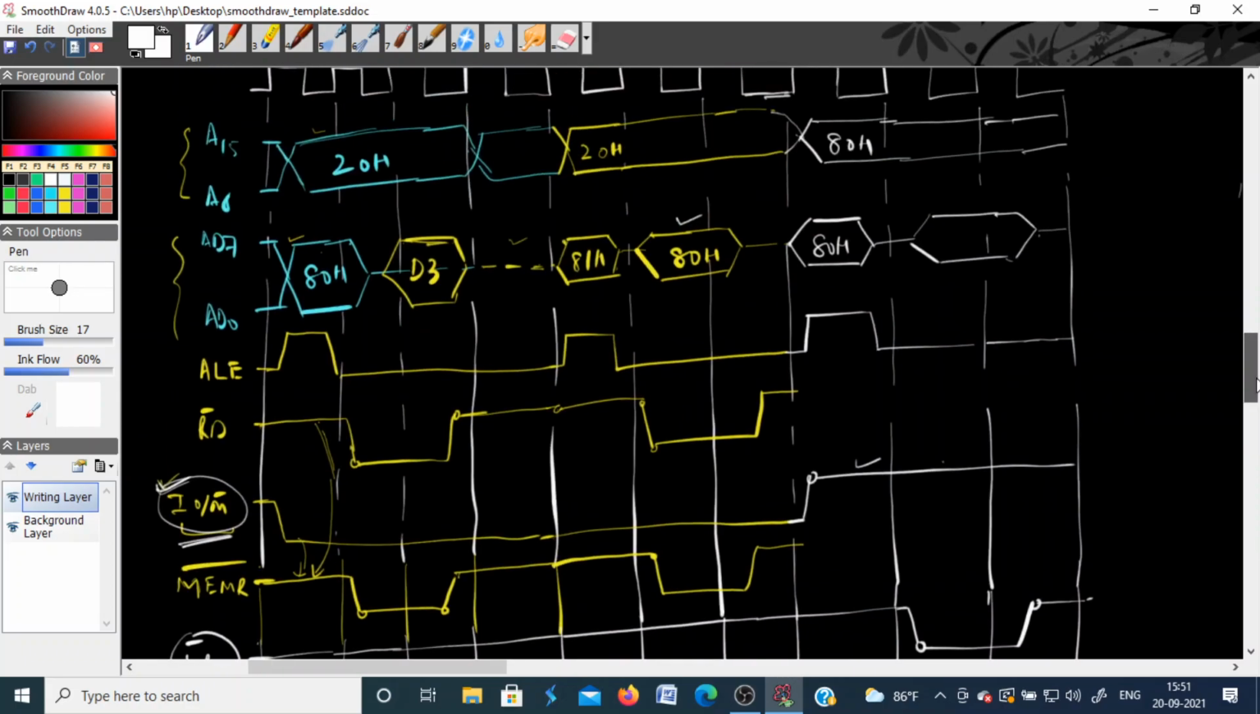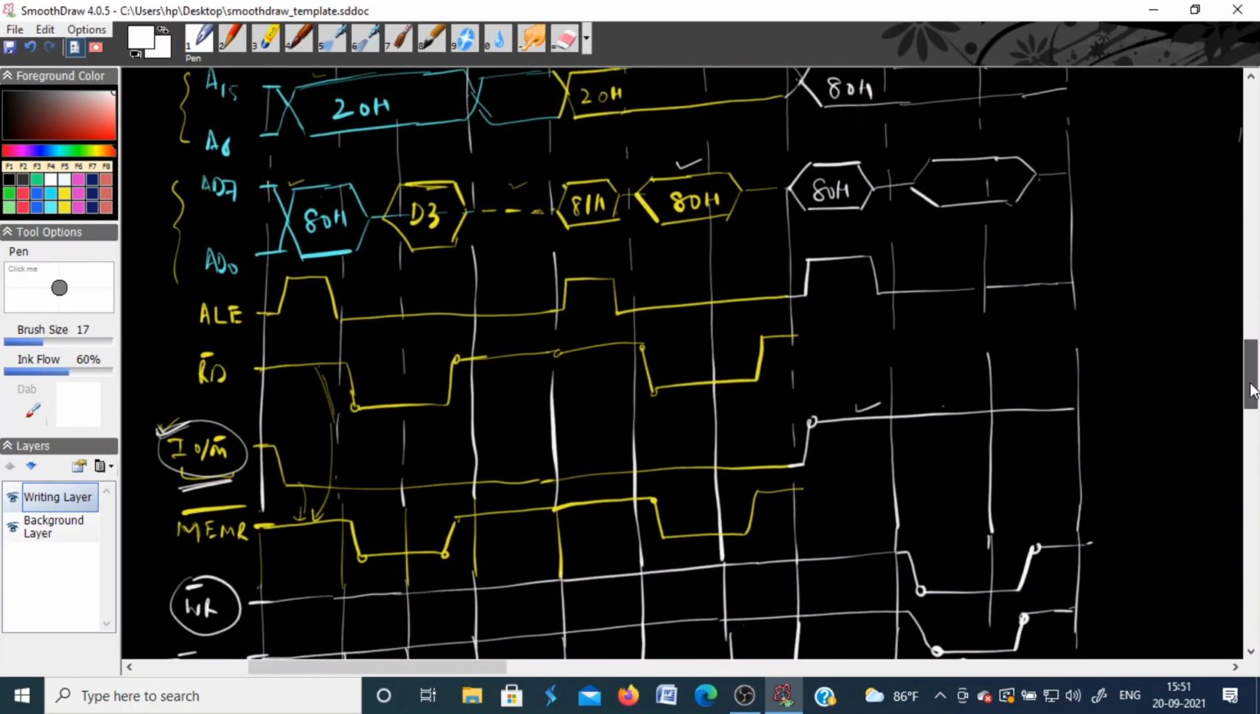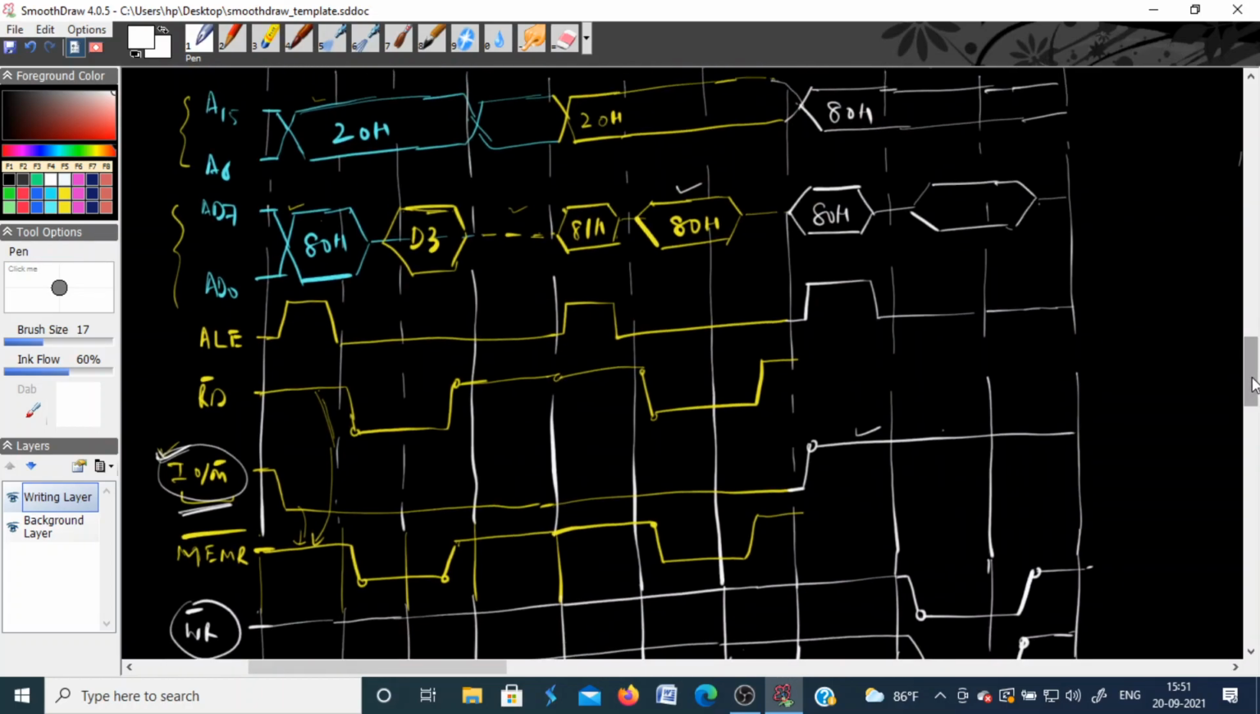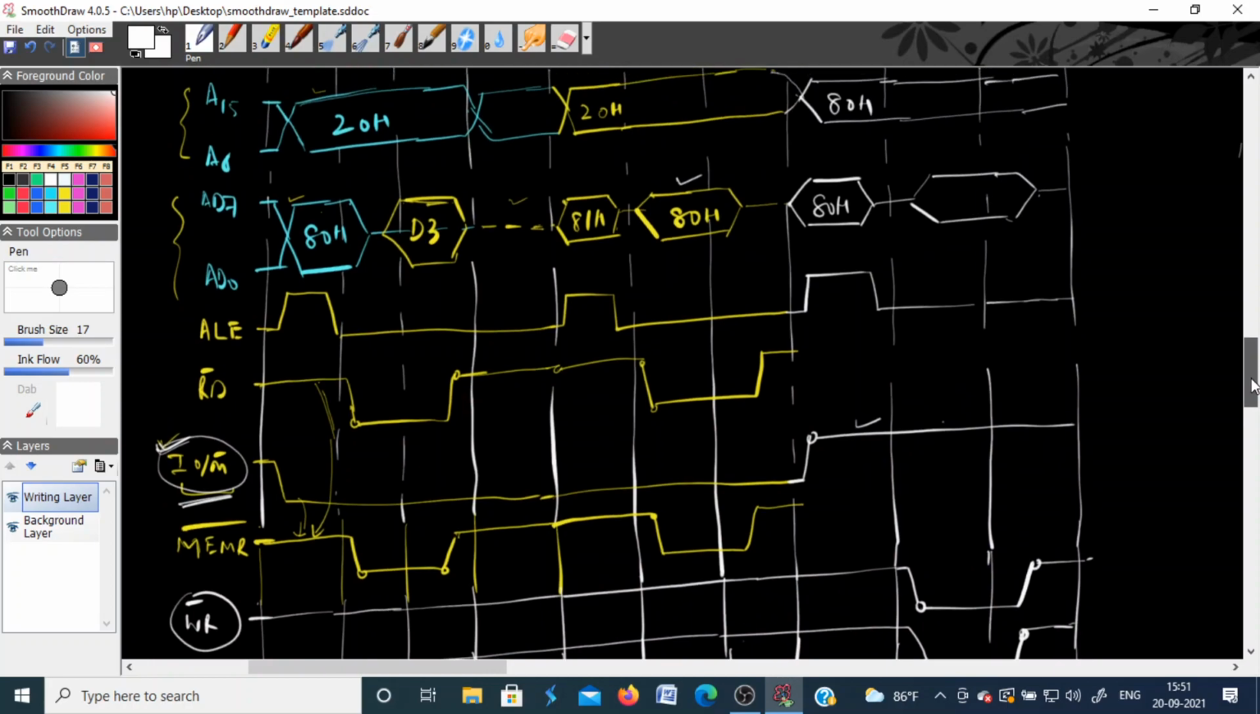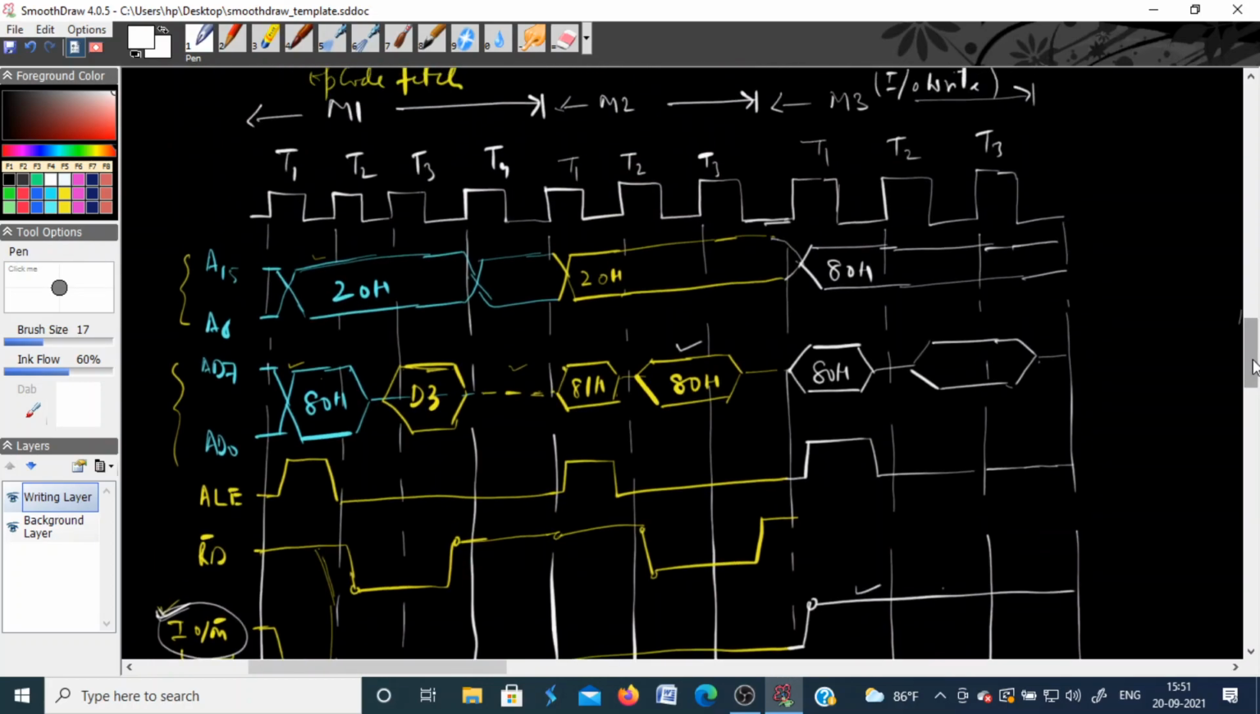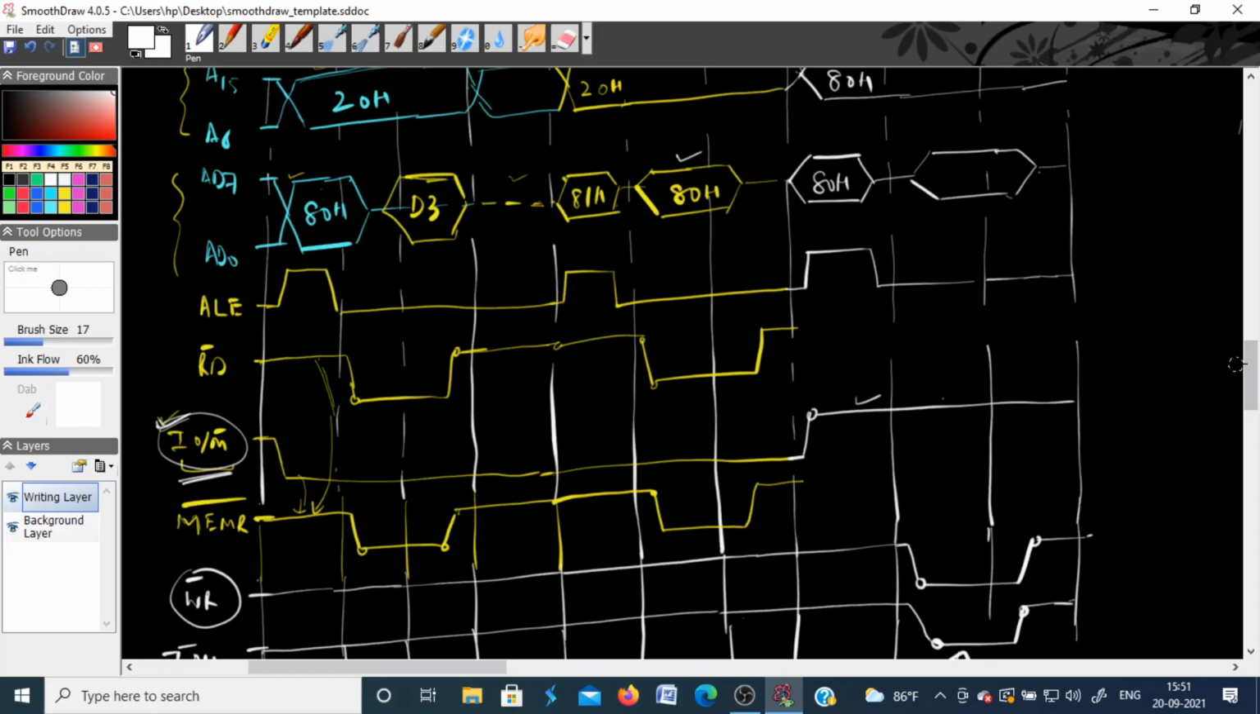So after this, what will happen? Whatever is the data in the accumulator, which may be anything, that data from the accumulator will now come on the data bus at this point.